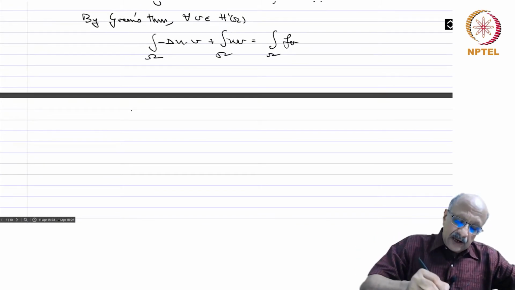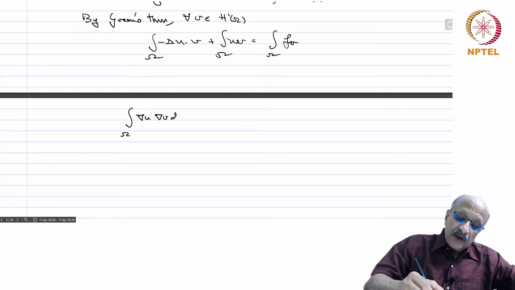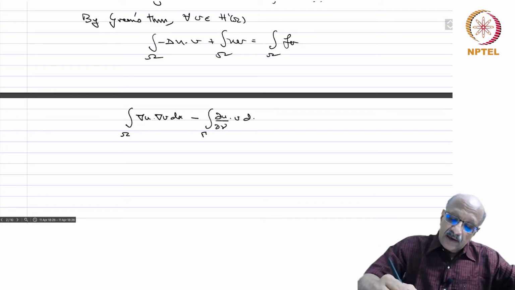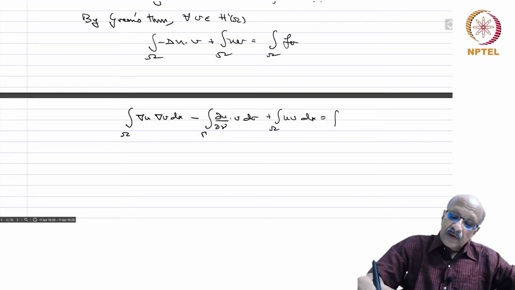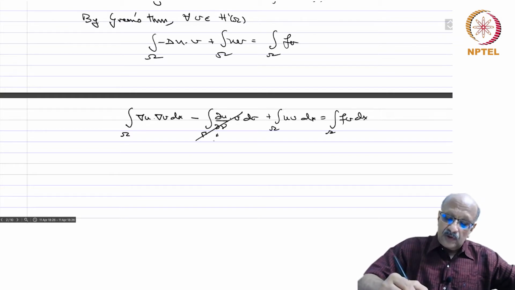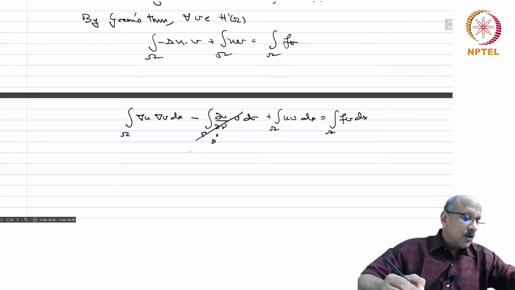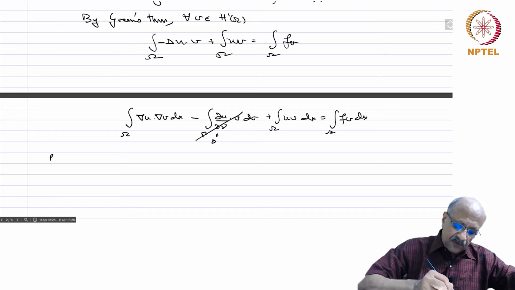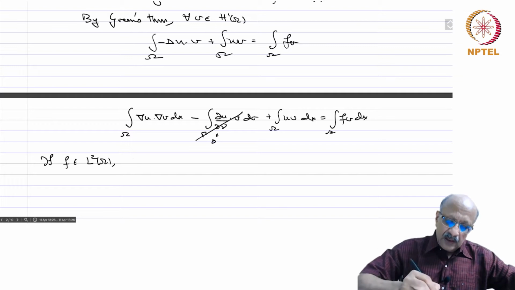So if you integrate the first term by means of Green's formula, you will have integral grad u dot grad v dx minus integral on Gamma du/dnu times v d sigma plus integral over Omega uv dx equals integral on Omega fv dx, and then du/dnu equal to 0, and therefore this integral on Gamma goes to 0.